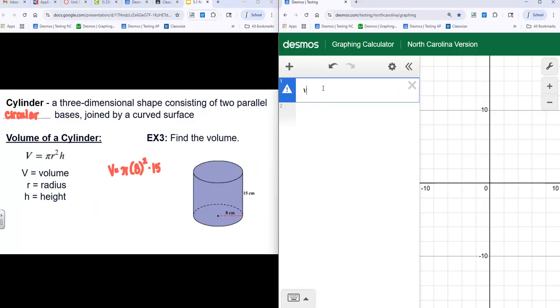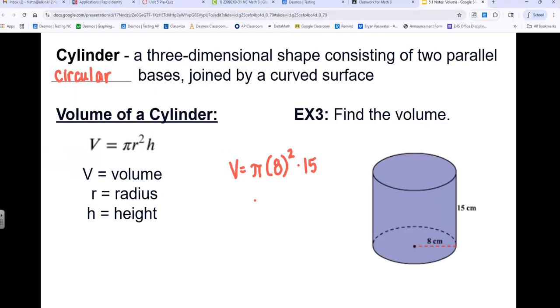Okay, so volume is pi times 8 squared times 15. 3015.929. And that would be, in this case, centimeters cubed. These problems range from really easy, like length times width times height, to a little trickier because it's hard to tell what is what for those.